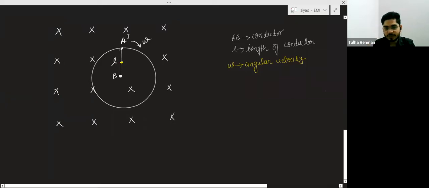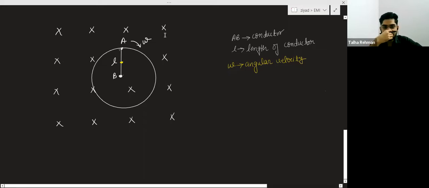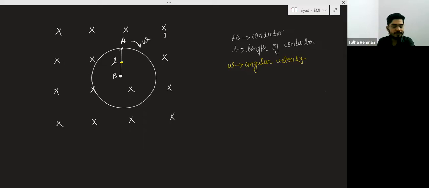Actually, first see, this is your conductor AB. So you can say the conductor AB is perpendicular to the magnetic field, because your conductor is lying along the y-axis and your magnetic field is along the z-axis.